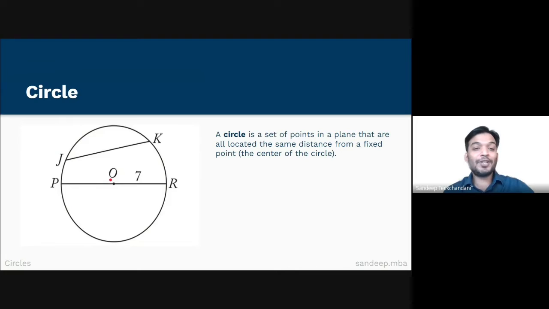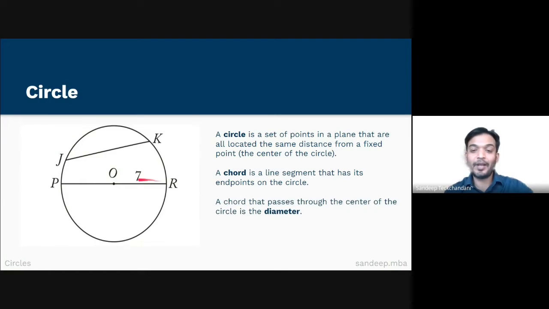A chord of a circle is a line segment that has its endpoints on the circle. For example, JK and PR are the chords of this circle because they have their endpoints on this circle. A chord that passes through the center of the circle is called the diameter of the circle. For example, the chord PR passes through the center O of the circle and it is therefore called the diameter of the circle.